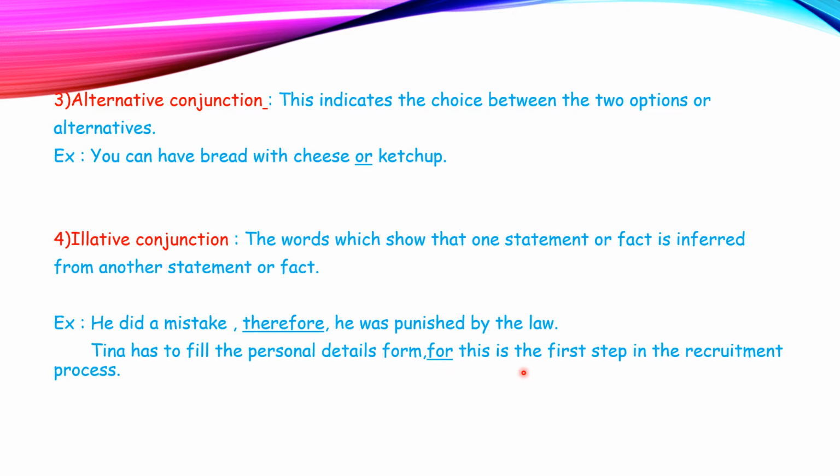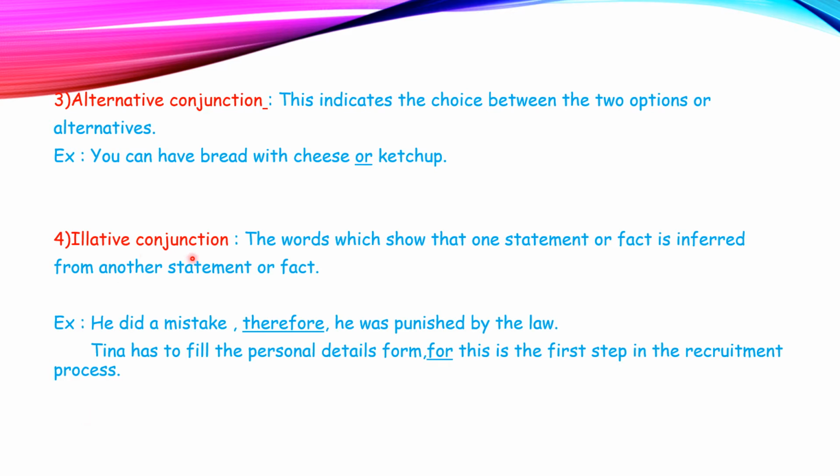the first step in the recruitment process. Here, in order for Tina to go to the next step, she has to fill the personal details form. Maybe the application form has four to five sheets, wherein we have to fill the details in each and every sheet. So one cannot skip the first details page and go to the second. So this person has to fill the first page so that he can complete the recruitment process. He has to fill all the details completely to complete the recruitment process.